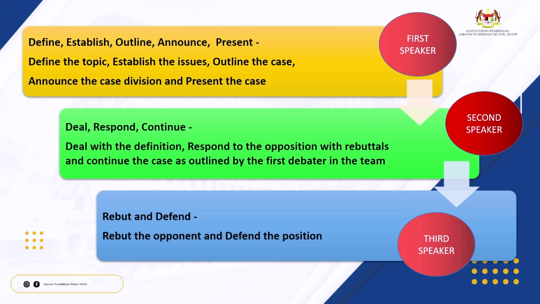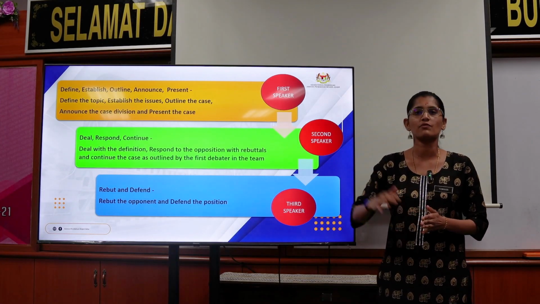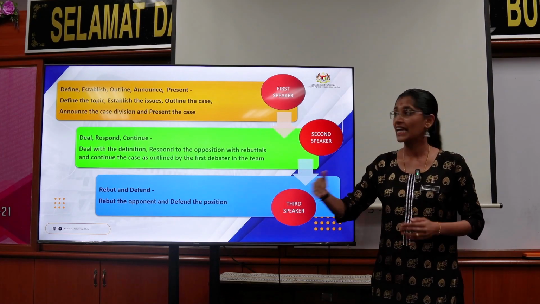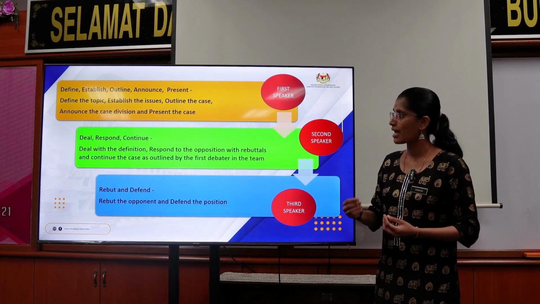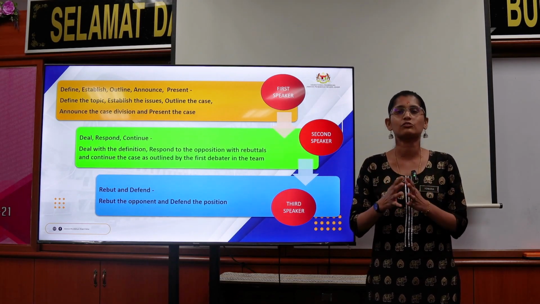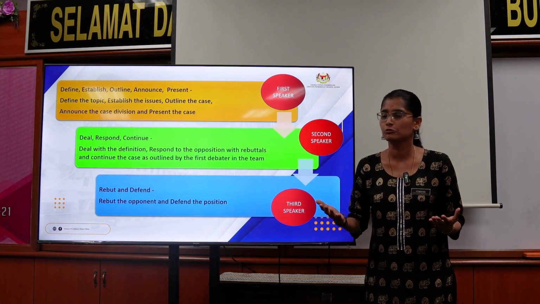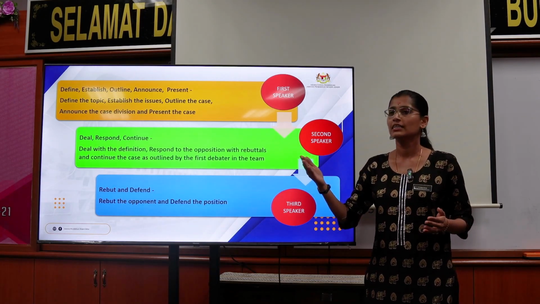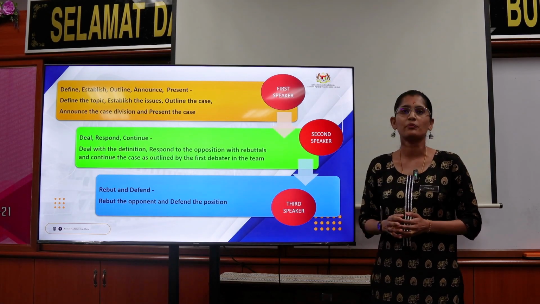Alright, so these are the basic things that should be known by all 3 speakers. As for the first speaker, whether the speaker is from the government side or the opposition side, first the speaker needs to define the topic that has been given. Number 2, establish the issues related to the topic. Number 3, outline the case. What have you planned to do? Number 4, announce the case division, meaning from the first speaker till the third speaker. What have you planned to say? And the last one will be to present the case.